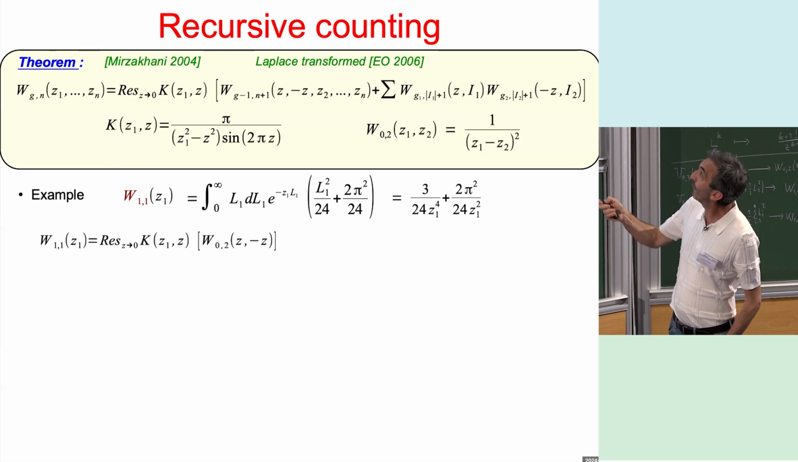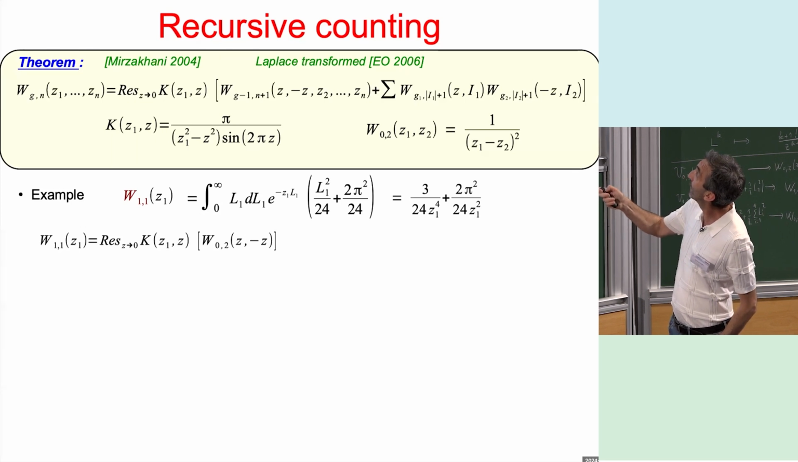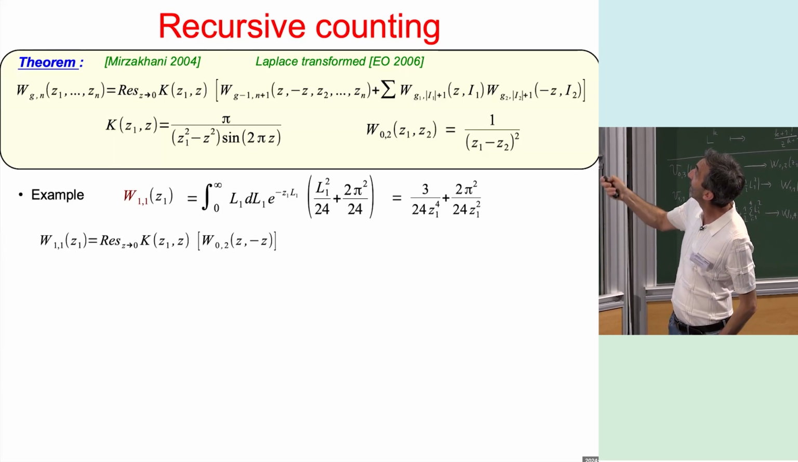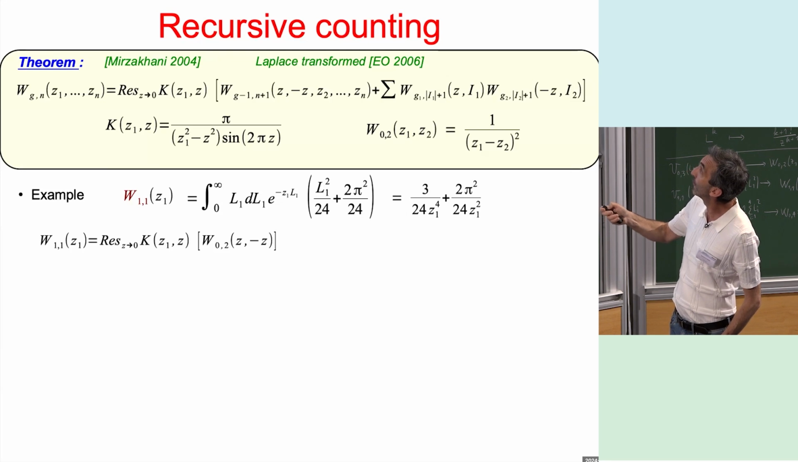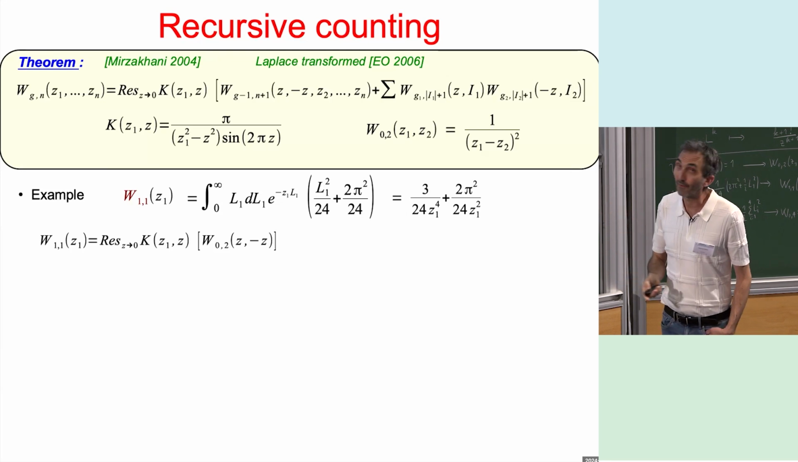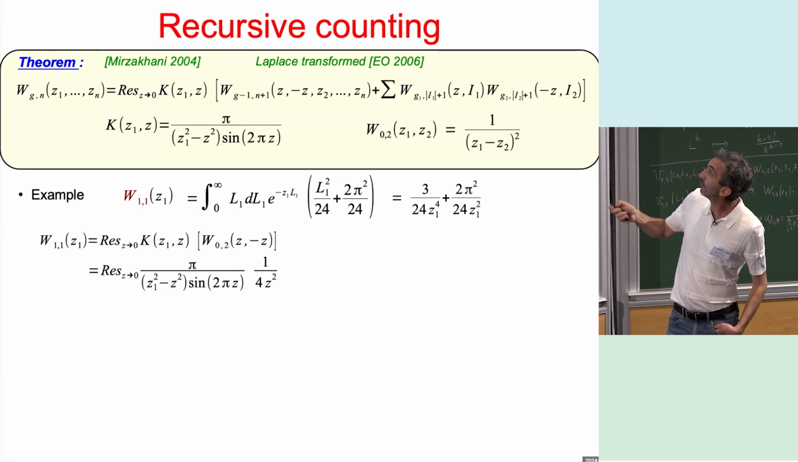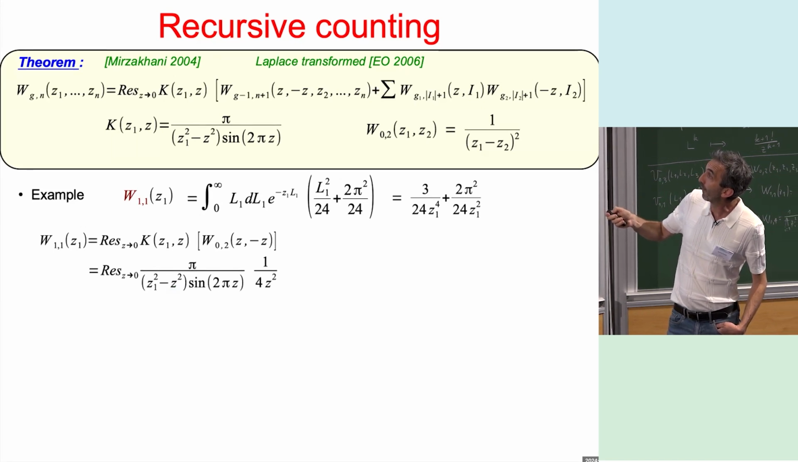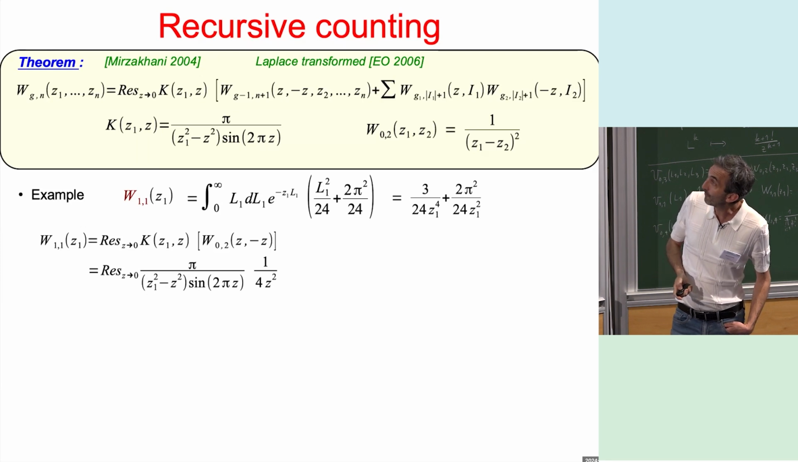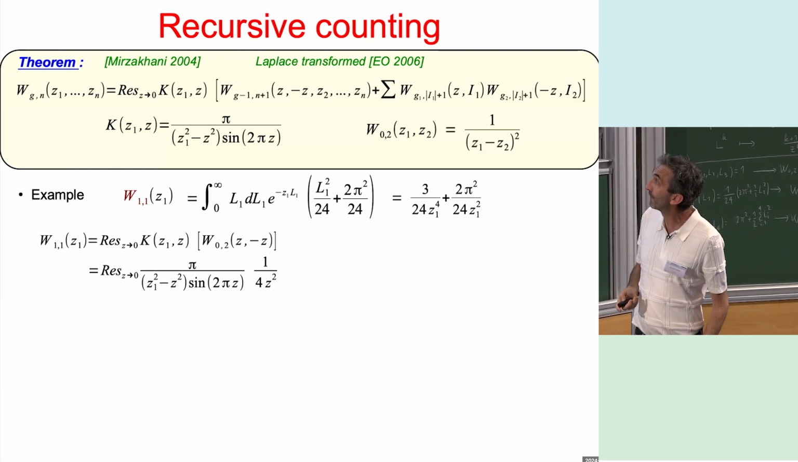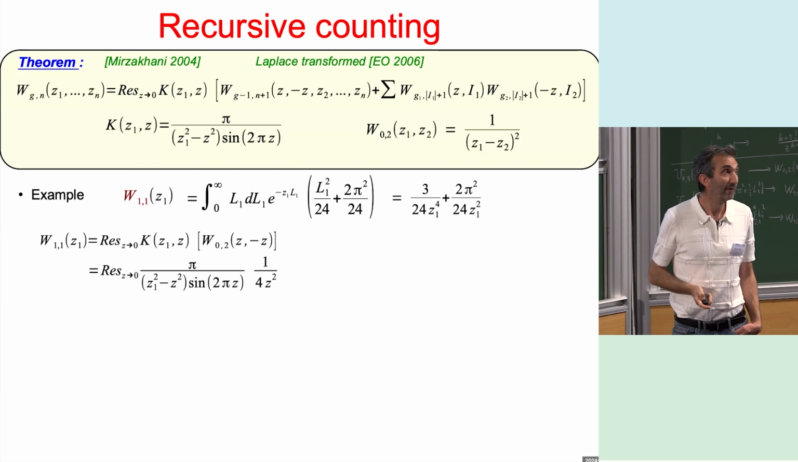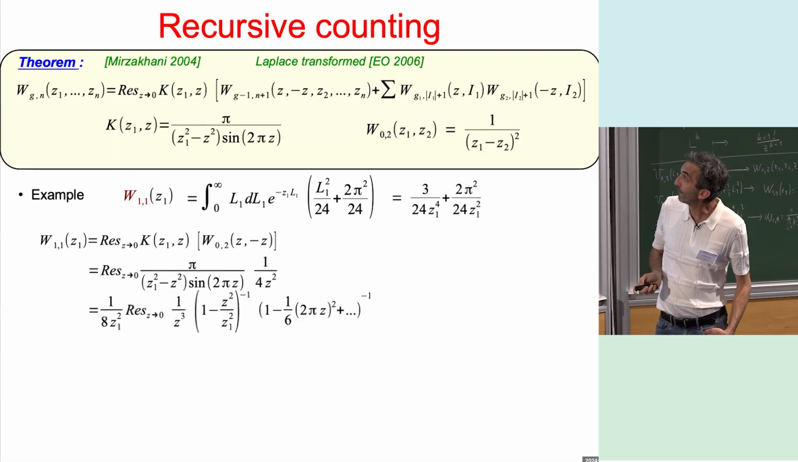So W11, according to the theorem, is that, and if you look at what you can have in the right-hand side in the bracket, the only possible term is W02 of z and minus z. So now you replace W02 by that, so this becomes 1 over 4z squared. You replace the k by that, okay? So you have to compute this residue, so basically you need to do the Taylor expansion at small z. It will be quite easy.